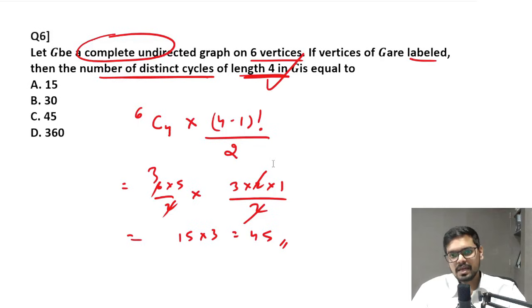Number of distinct cycles, if you need, then it is (n-1) factorial by 2. And since we had 6 vertices, we have to make a length of 4, choose combination and your cycle. This is the final answer.